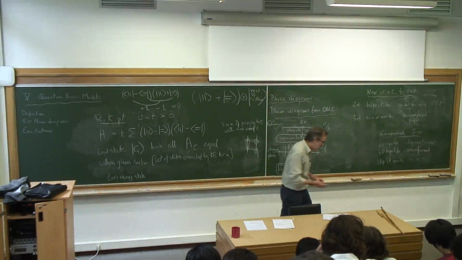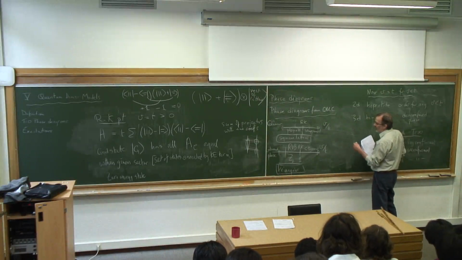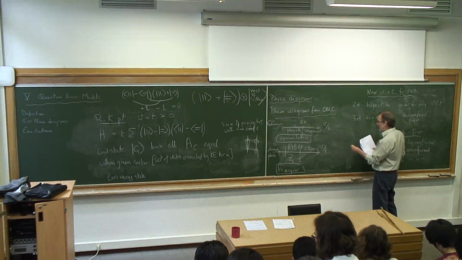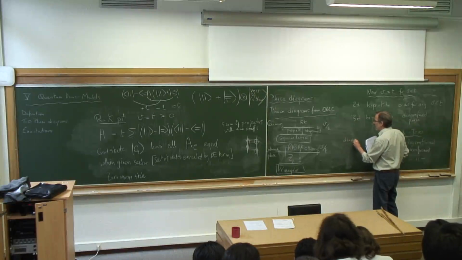And then the third case to talk about, an example of a 3D bipartite lattice, is the diamond.